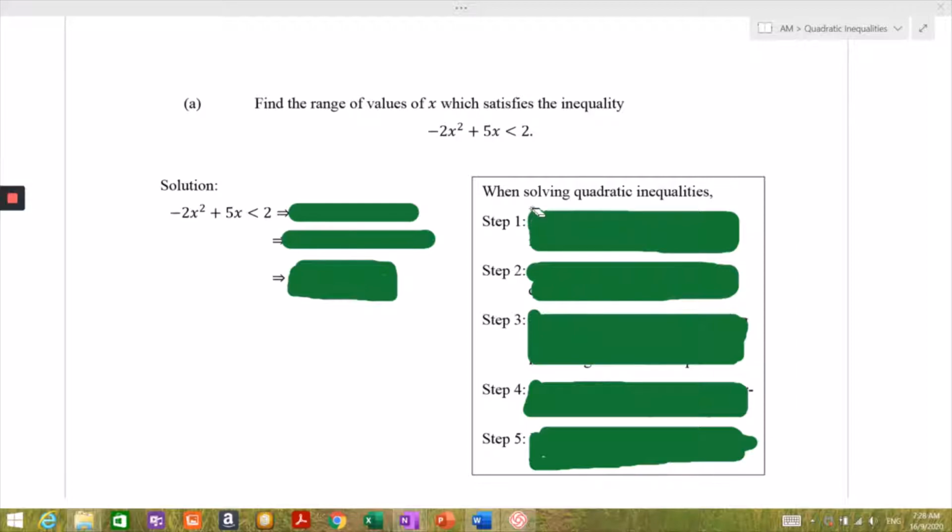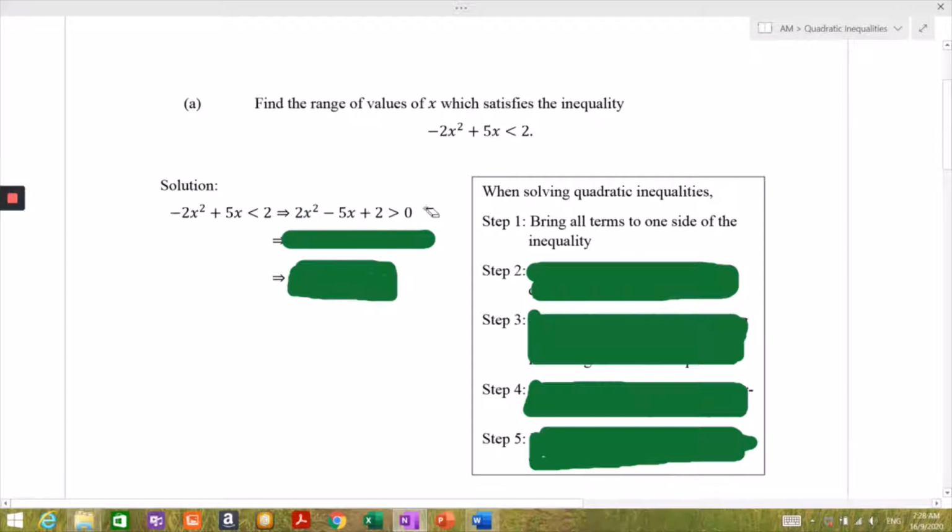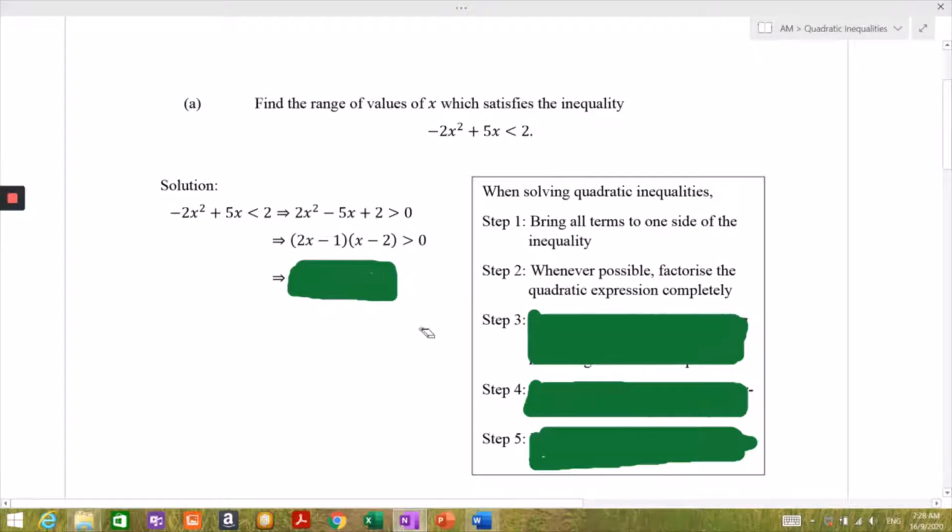So the first step when it comes to solving inequalities is to ensure that you bring all the terms to one side of the inequality so that you see 0 on the other side, like this. So here we bring the negative 2x squared term and the 5x term over, and you see that this becomes a quadratic expression that is more than 0. Then step 2, you try to factorize the quadratic expression completely. In this case, it is nicely factorizable to 2x minus 1 times x minus 2.